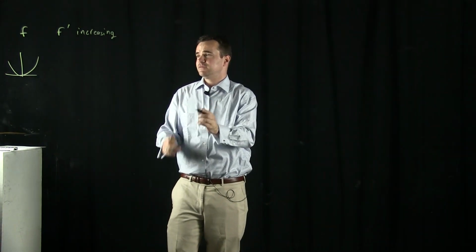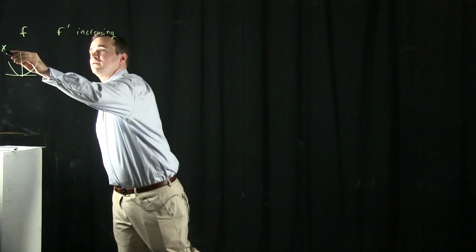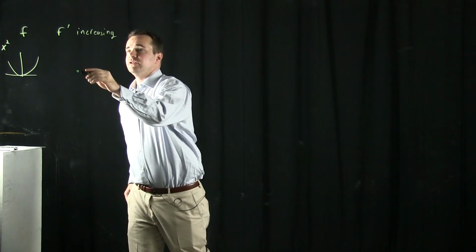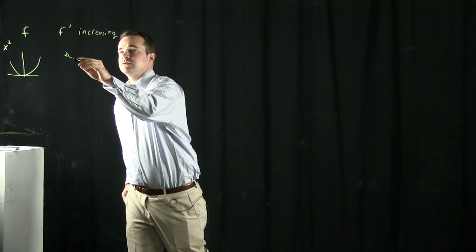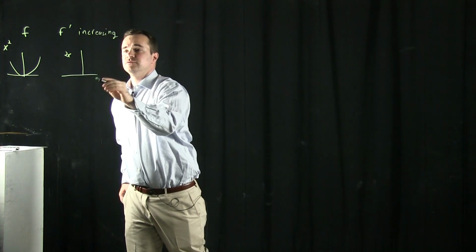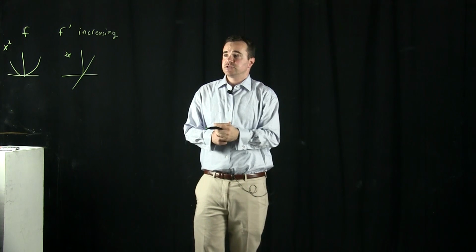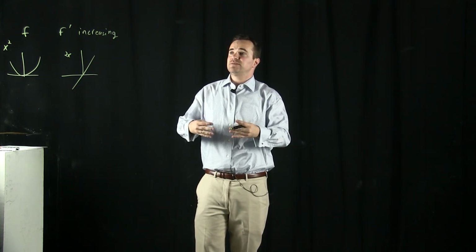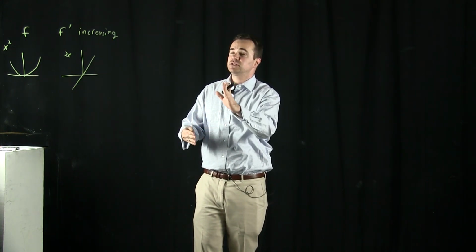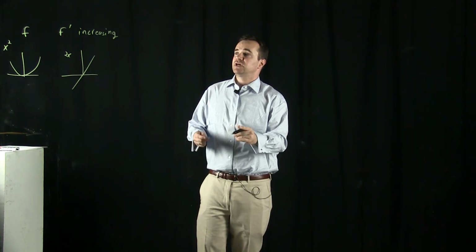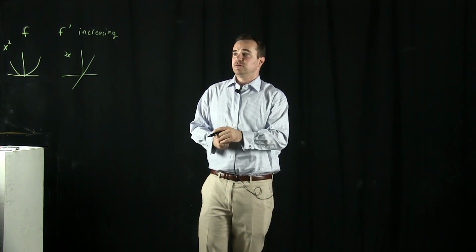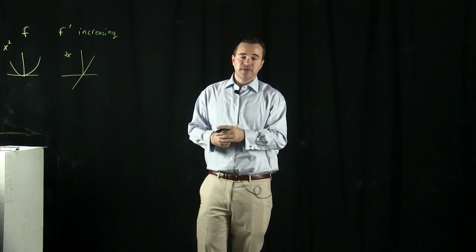And its derivative, so this is x squared, its derivative then is going to be 2x. And if you look at 2x, that's certainly an increasing function, no doubt about that. So in general, whenever your derivative is increasing on an interval, then we say you're concave up on that interval. There's another way to test for that.